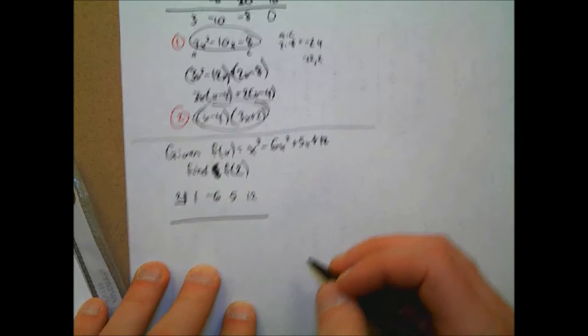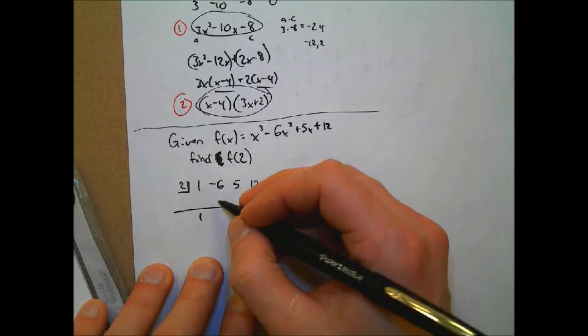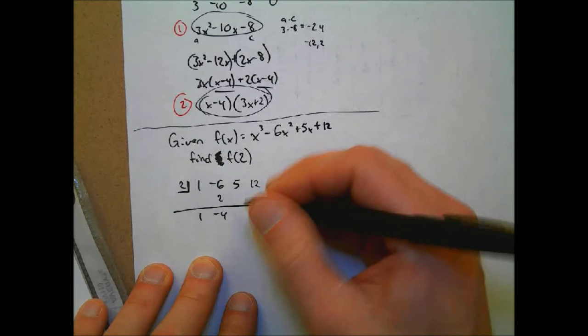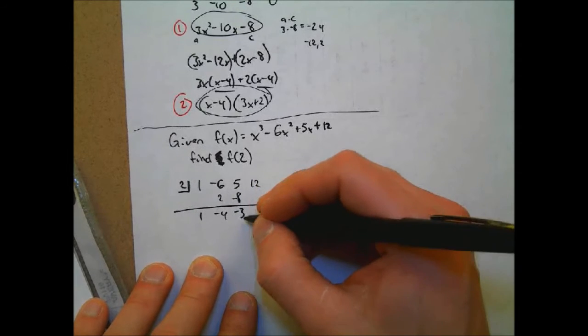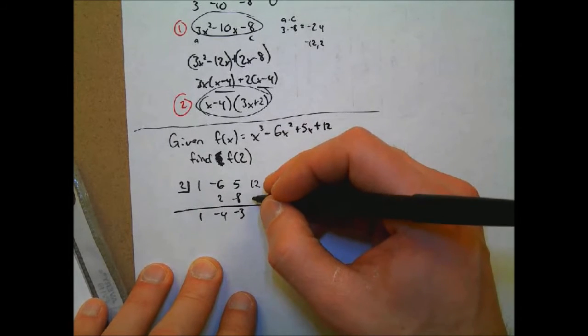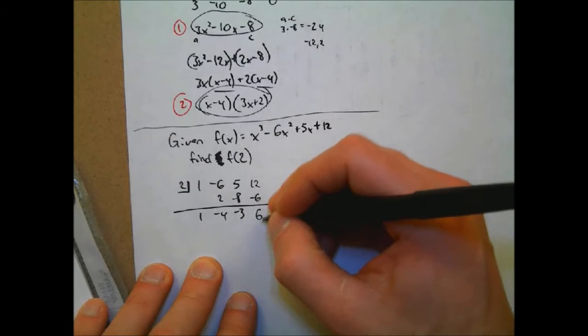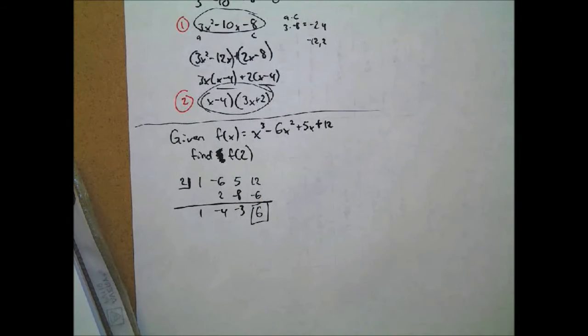Drop the 1 down. 1 times 2 is 2. Negative 6 and 2 is negative 4. Negative 4 times 2 is negative 8, plus 5 is negative 3. And negative 3 times 2 is negative 6, so we get 6 here. Your remainder is what your answer will be when you plug 2 in.